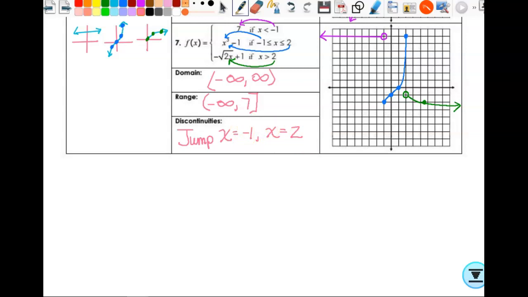What questions do you have? Okay, good deal. Then go ahead and get this taped in and get started on your Delta Math for this so that you can practice this some before you actually graph tomorrow.